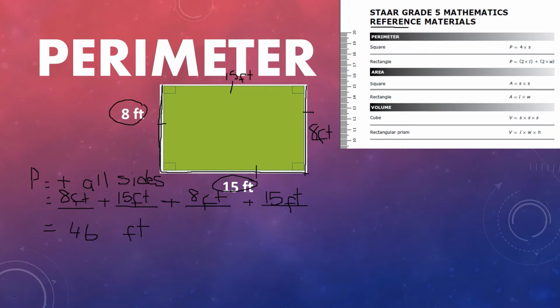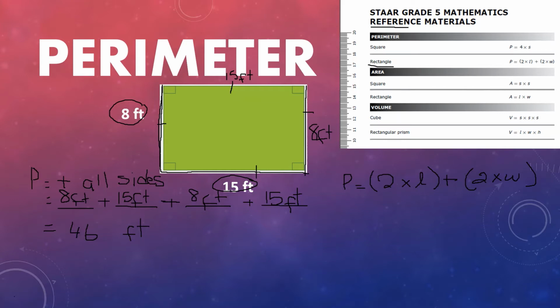You may notice how I set up my problem may at first look like it's different than what the star formula is, but I assure you it's exactly the same thing. So if you notice, this shape that we're working with is a rectangle. And the formula for this rectangle is P equals 2 times L plus 2 times width.